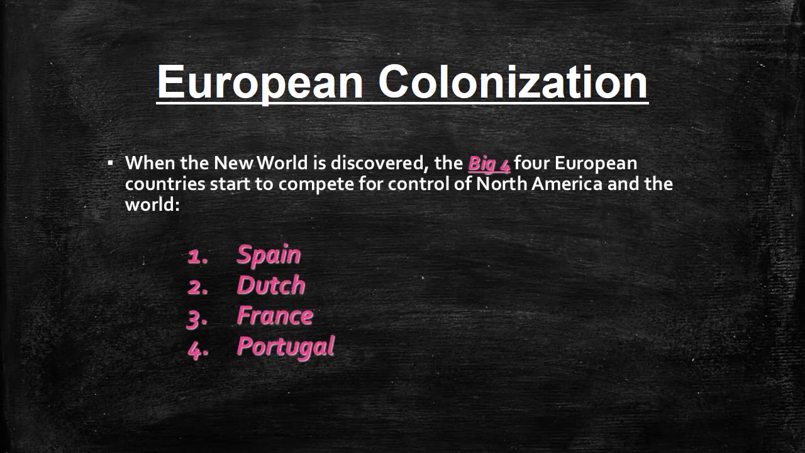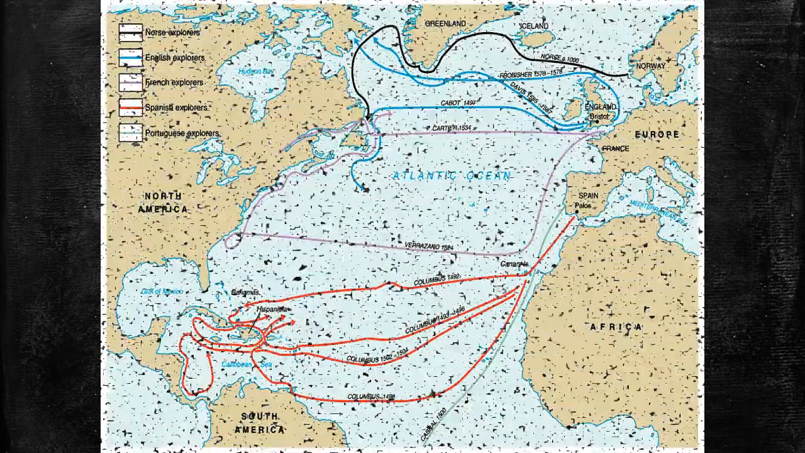As for European colonization, when the New World was discovered, there were 4 big European countries to start and compete for control of North America. And that was Spain, the Dutch, France, and Portugal. Those are the big 4: Spain, Dutch, France, Portugal. Those are the 4 European countries to start to compete for control of North America and the New World.